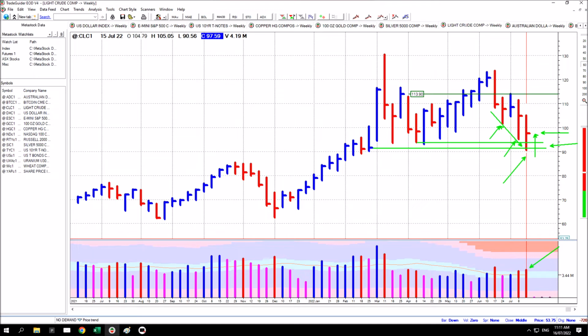And really the last two bars, you can see this week's bar has closed within the range of the previous bar. The last two bars on the increase in volume really do look like supports coming in. So I won't be surprised to see price attempt to move higher again in response.